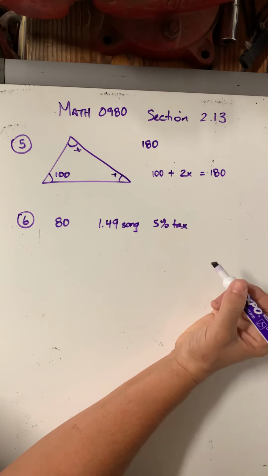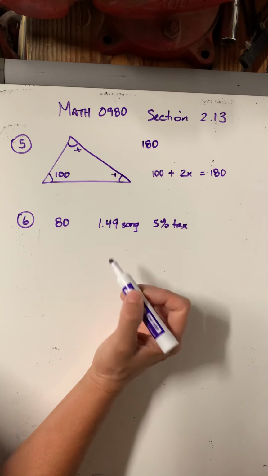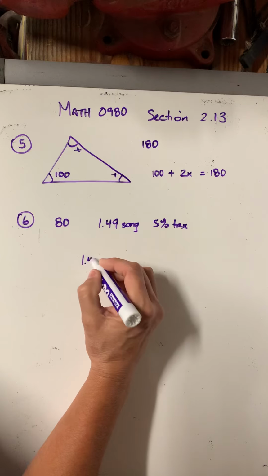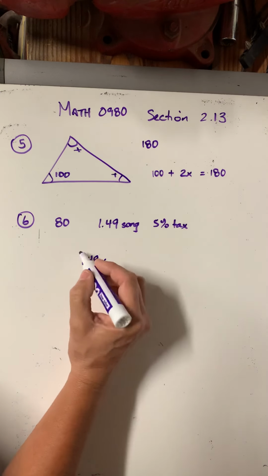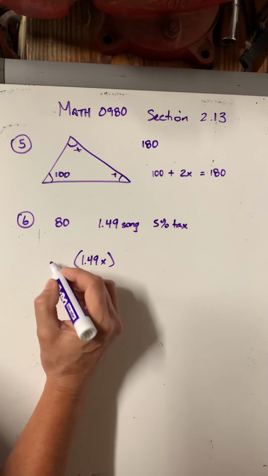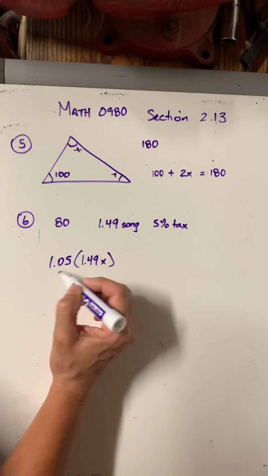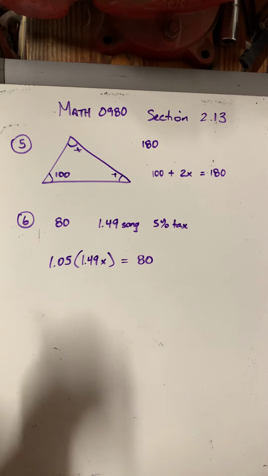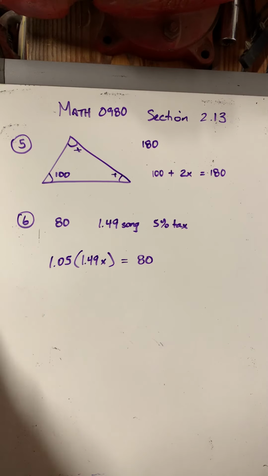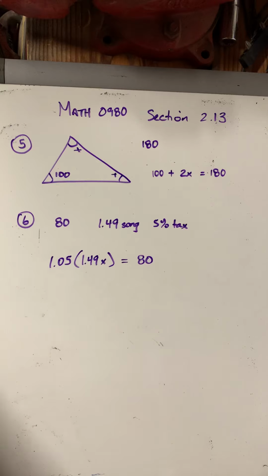So this is similar to a couple of the other questions we've done. So I have $1.49 times every song. I don't know how many songs I can buy, so I'll let X be my songs. I'm going to multiply that by my multiplier of 1.05, which is the original price, including the sales tax, and altogether, that's 80. And that would be the setup. You could multiply those and then divide and get your answer. Okay, that's it.